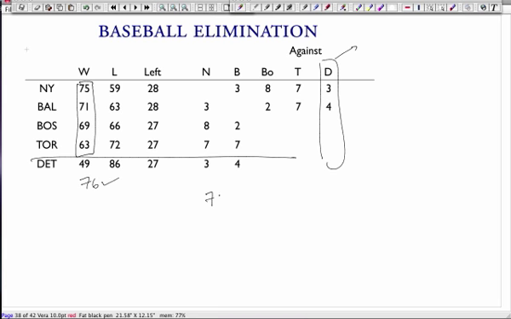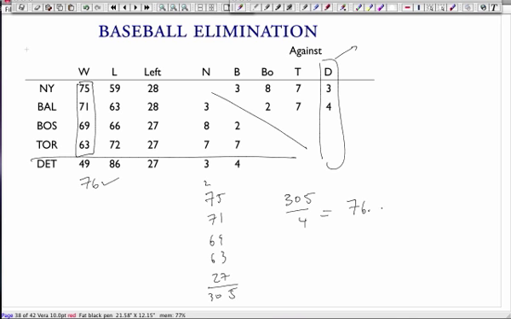Let's add them all up. So 75 plus 71 plus 69 plus 63. And let's also add up all of the games that these teams have amongst each other. So it's going to be 3 plus 8 plus, so that's 10, 27. So this is how many wins they have. And somebody has to win these games. Let's assume that there are no ties in baseball. So, of course, they all won. What's the sum of these 5 numbers? 305. There are 305 wins that are divided among 4 teams.